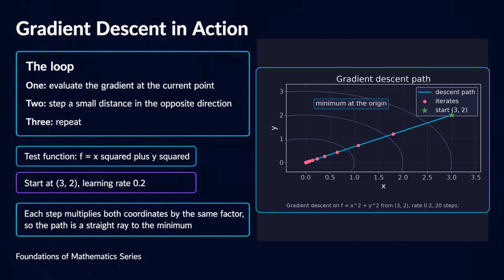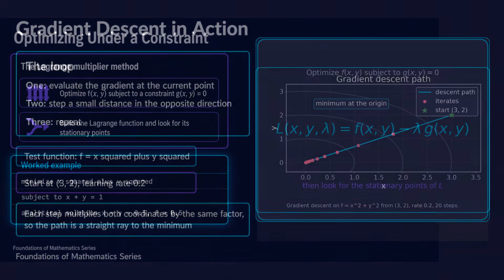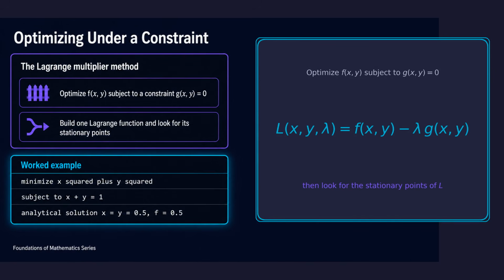Watch it on the simplest possible bowl, f equal to x squared plus y squared, starting at the point 3, 2 with a learning rate of 0.2. The gradient there is 2x, 2y, so each update multiplies both coordinates by the same factor, which is why the path on the plot is a straight ray heading for the minimum at the origin rather than a curve. Notice also how the steps shrink as the path approaches the bottom. Near the minimum, the gradient itself is small, so the algorithm naturally slows down. On a harder landscape, the path would bend, wander along valleys, and depend heavily on the learning rate, but this is the mechanism underneath.